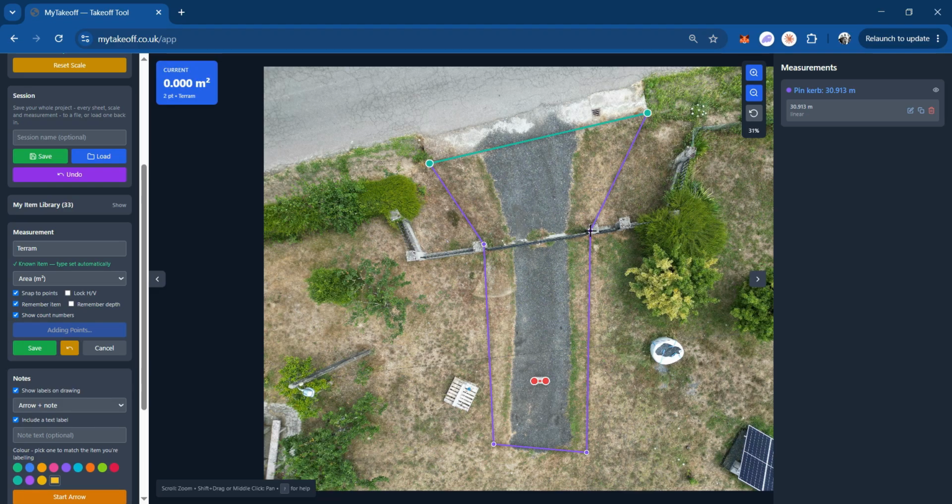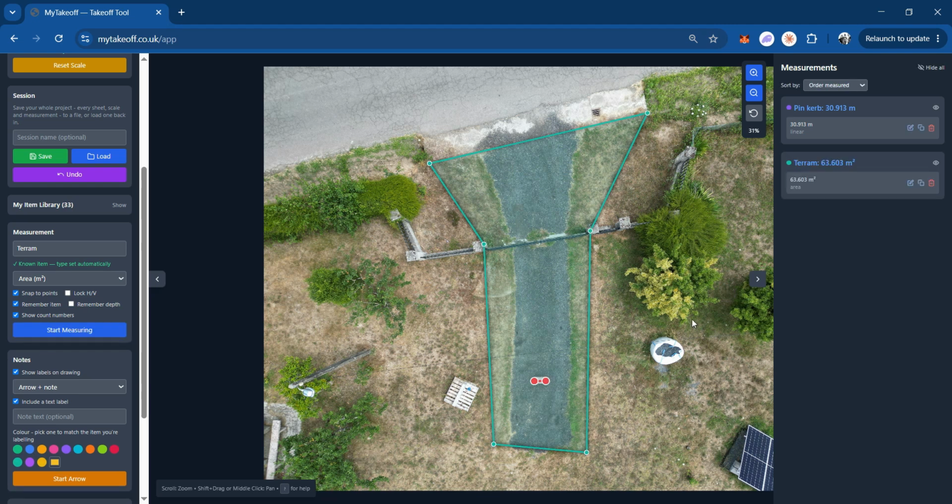So we're measuring a square area, and you're about to see the area we're measuring indicated by the highlighted green on the screen there. So there we go. 63, almost 64 meters squared of Terram we will require for this. So if we save that, you can see it appears in the measurement area.